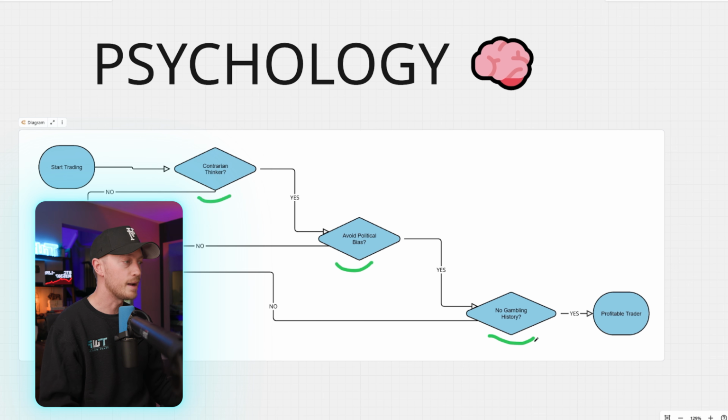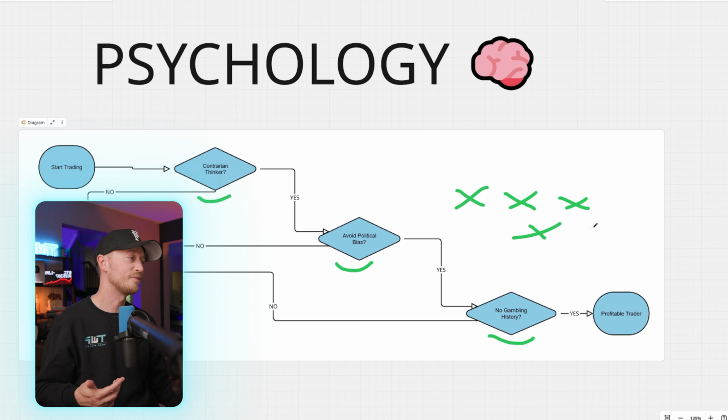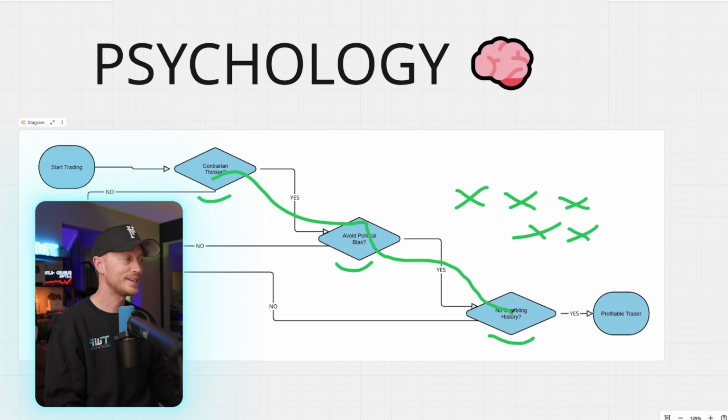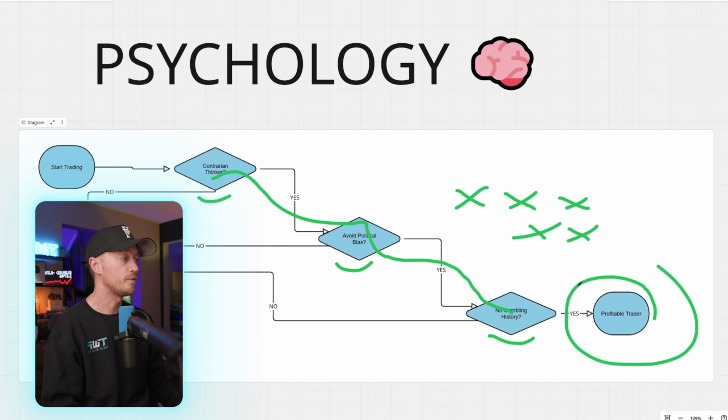Are you a gambler? Do you have a gambling history? If you do, no, stop trading. It's that simple. If you can't control your emotions, you're going to trade too often. You're going to make mistake after mistake after mistake, and you're just going to blow your money. You're going to waste your money. So don't do that. And so if you have all three of those things, psychologically, you can be a profitable trader.